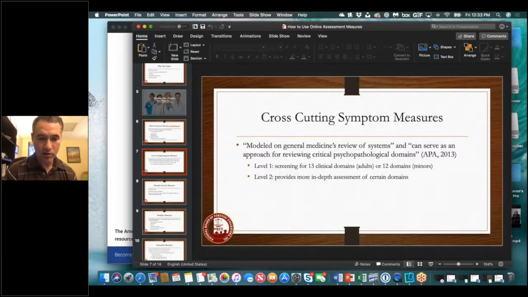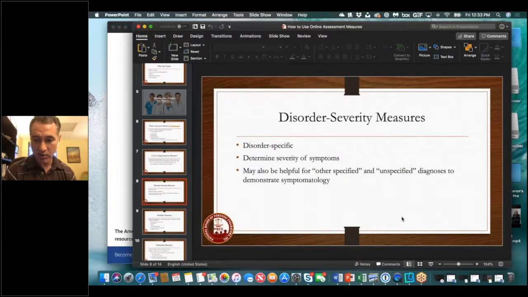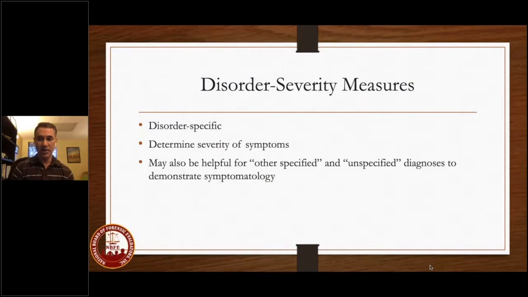We covered our cross-cutting symptom measures. Now we go on to our disorder severity measures. These are very disorder specific, and they help you to determine the severity of the symptoms. So let's assume that you have done your level 1 and level 2 in your clinical interview, and you've already decided this client definitely has a depressive disorder, more specifically a major depressive disorder, but you now really want to look at severity. How severe is their depressive episode? Here's where this measure will come in very handy, the disorder severity measure tool.